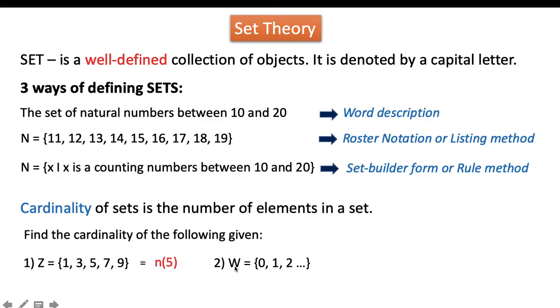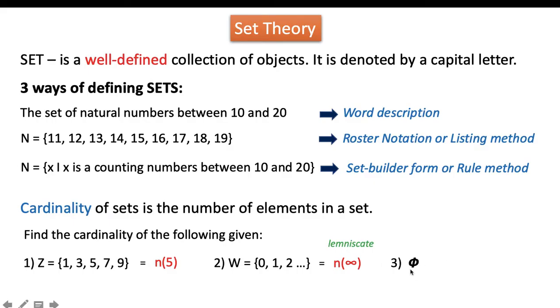In given number 2, W is a set containing 0, 1, 2, and so on and so forth. So these 3 dots here mean it is an ellipsis. It means it goes on forever. So therefore, our cardinality is infinite. This symbol here is called a lemniscate. It is not a number, but an idea of a number that never ends.